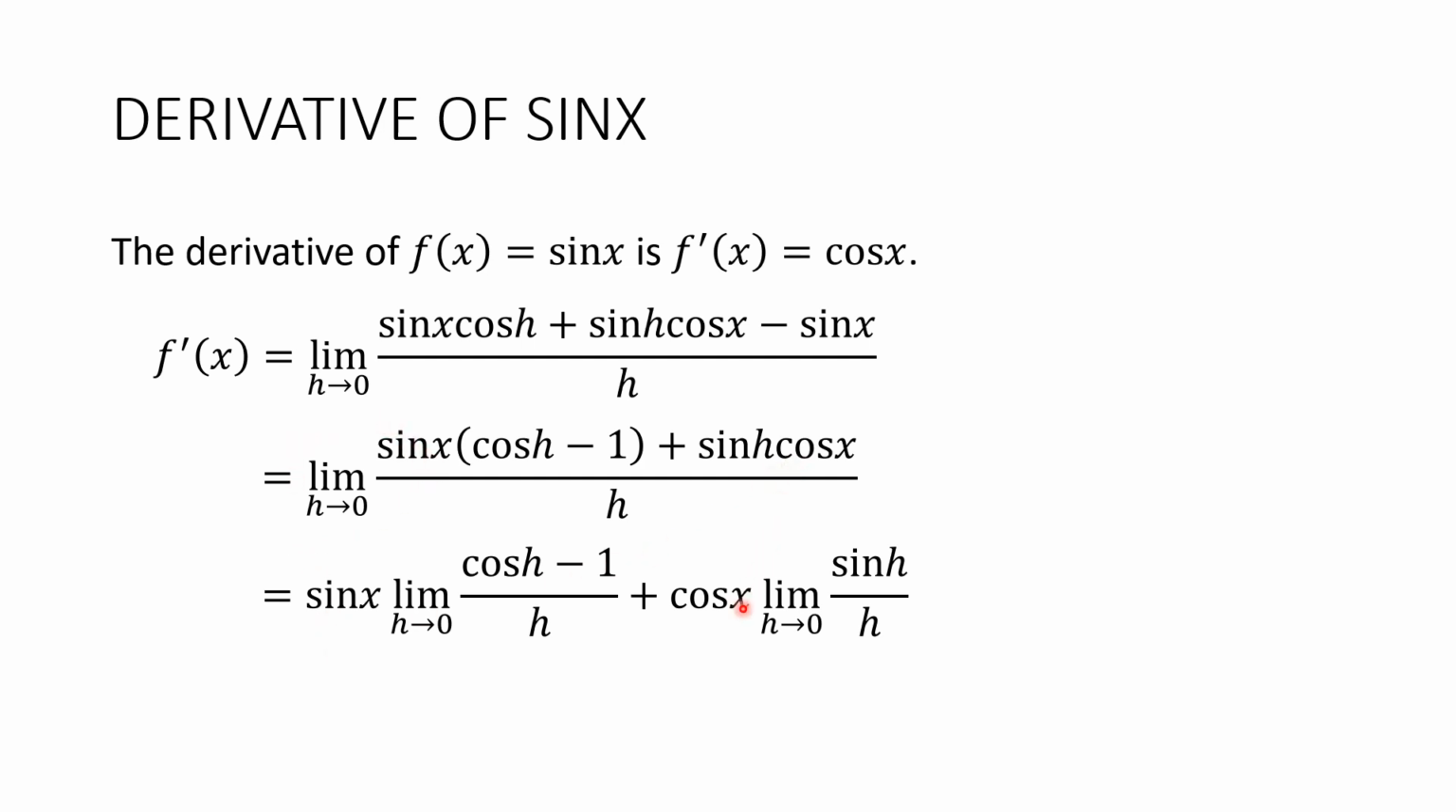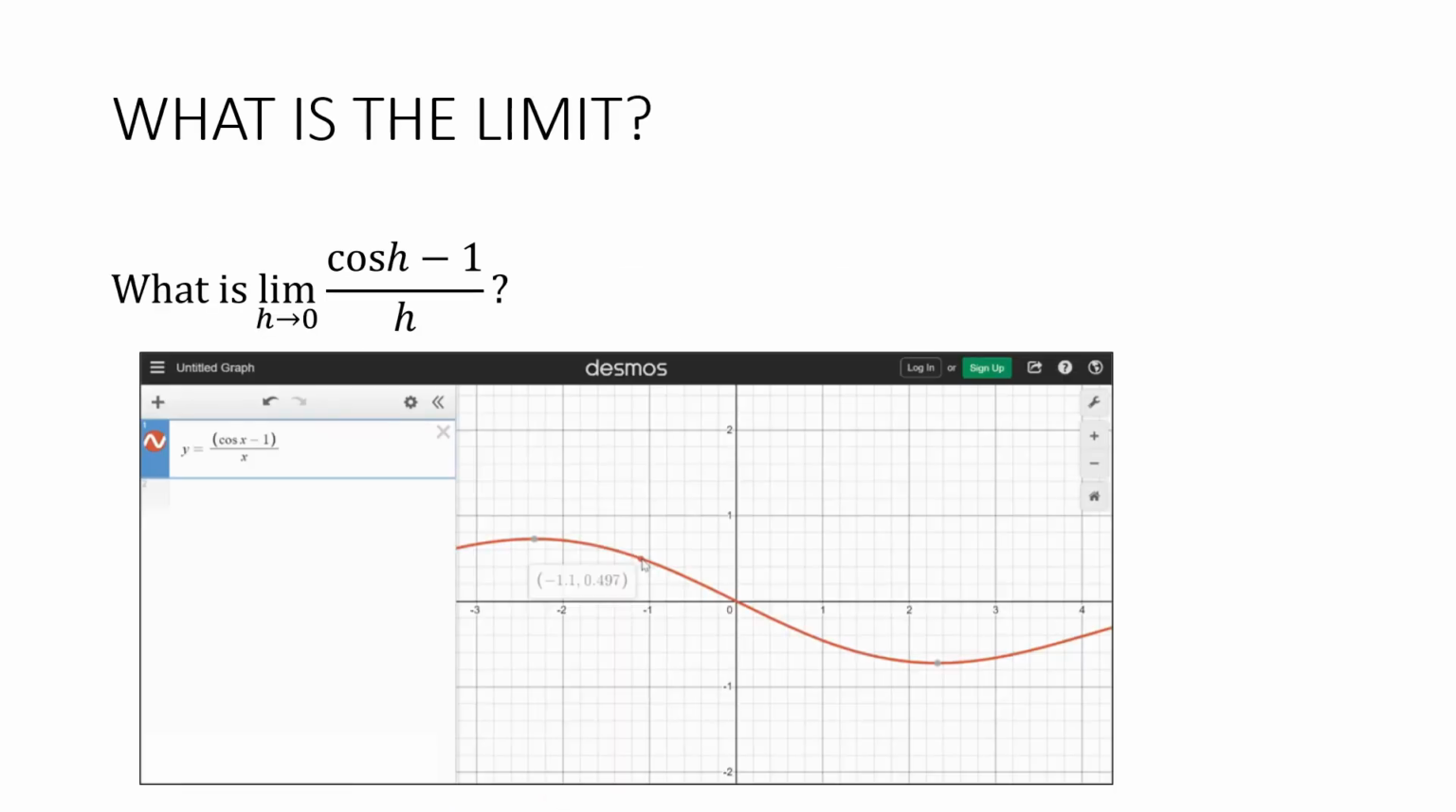Same here. Now what did we learn about this? The limit as h approaches 0 of sine h over h is 1. So all we've got to do is try and figure out what this part is. So what is the limit as h approaches 0 of cos h take away 1 on h?